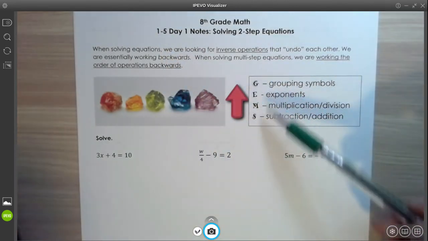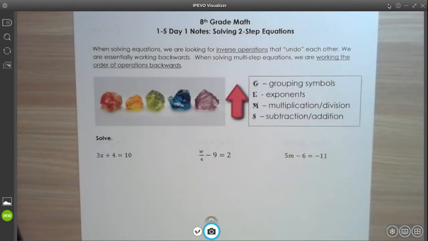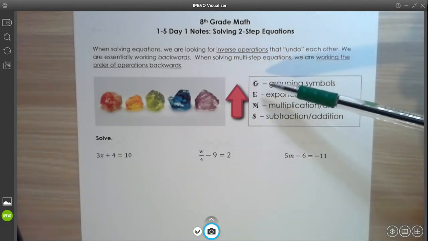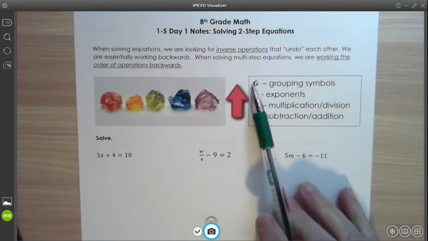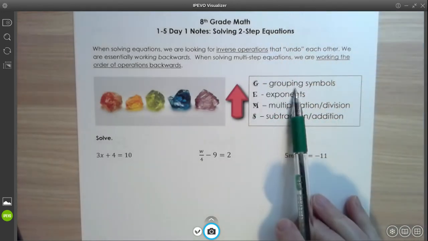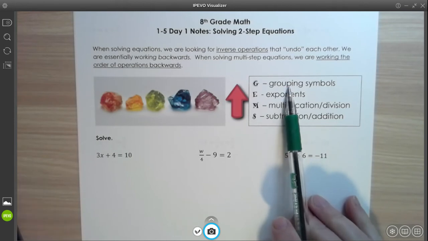Okay, so just a quick recap of the order of operations. This is something we hit pretty heavy last year. We talked about it as being GEMS, right? So the G comes first. That was grouping symbols. That would be parentheses, brackets, braces, square root bars, fraction bars, whatever.